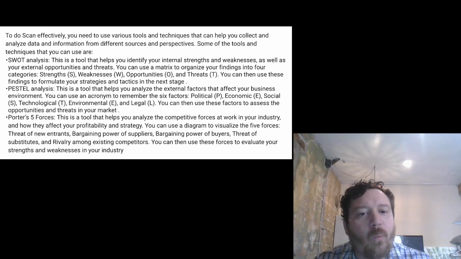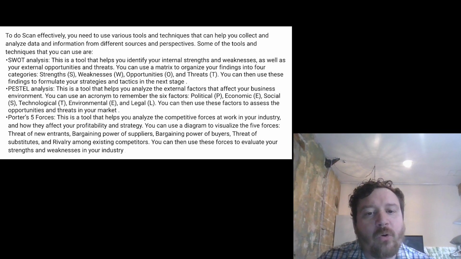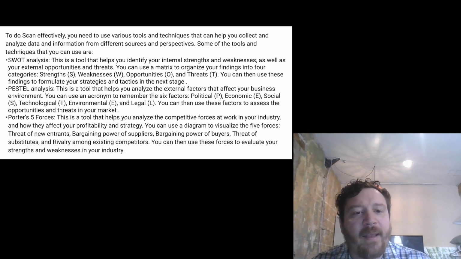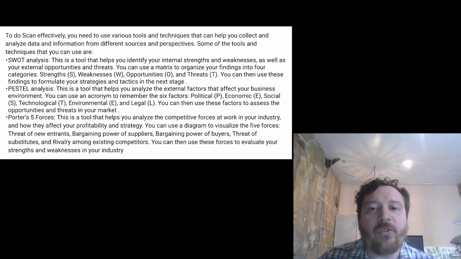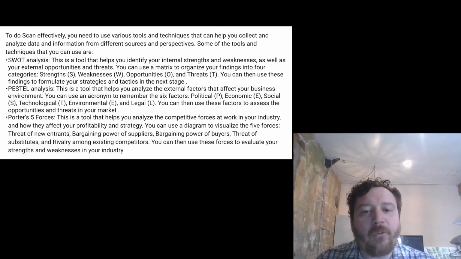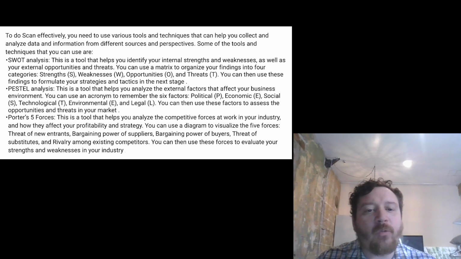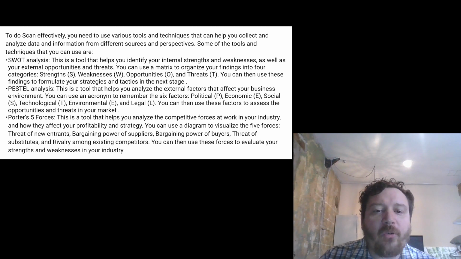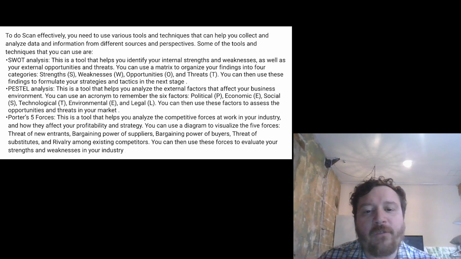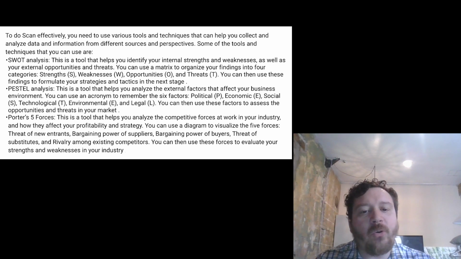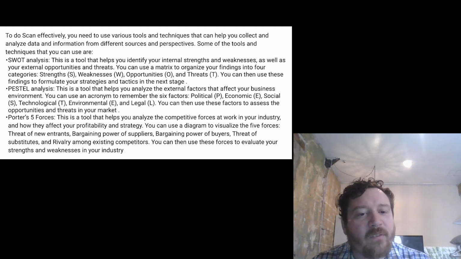As you can see, we use these tools and techniques to collect and analyze data and information from different sources and perspectives. We were able to identify our strengths, weaknesses, opportunities, and threats in our market. We were also able to set the baseline for our future performance and improvement. We hope this example helps you understand how to do scan effectively for your own business or organization.